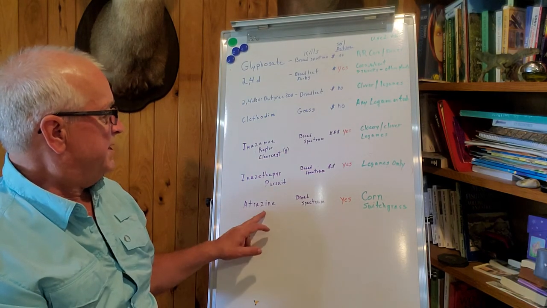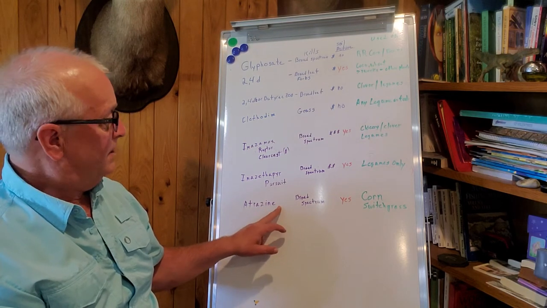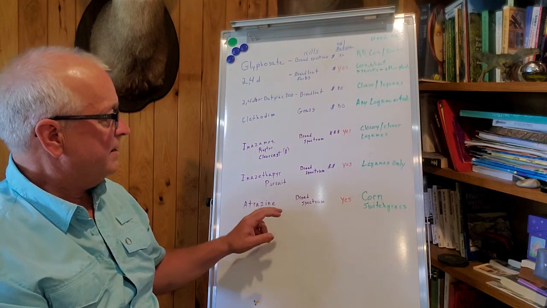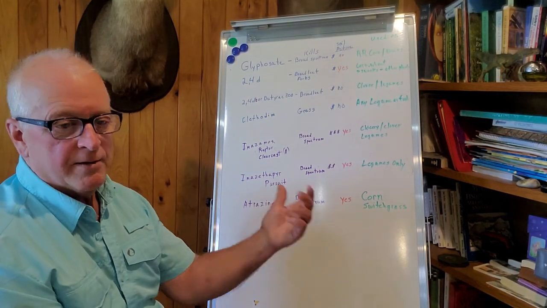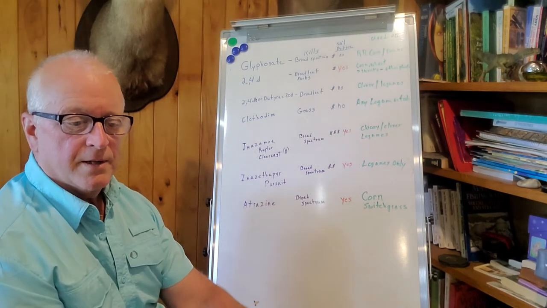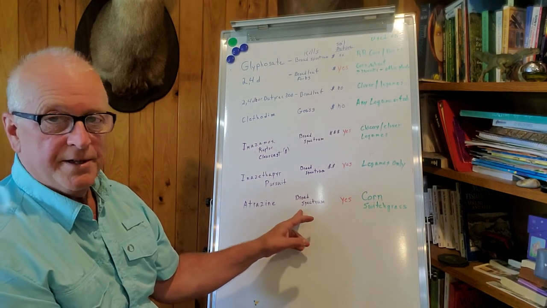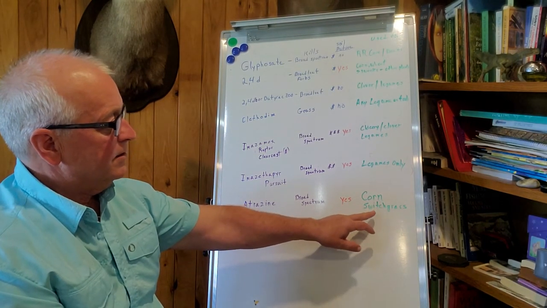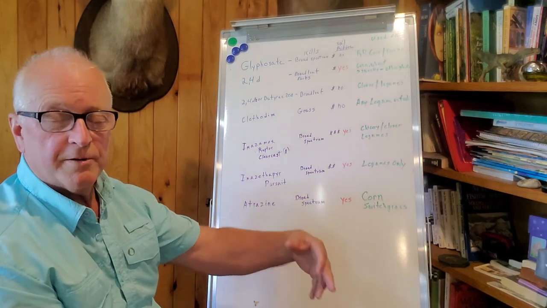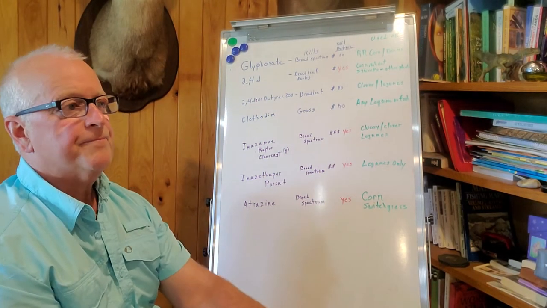So atrazine is widely used by farmers. It's a pretty nasty herbicide, has a lot of soil life. If you use it, you can't really plant anything but resistant species for at least a year. It has soil activity, and it's good for corn and switchgrass. So if you're putting in corn, atrazine is fine. It won't hurt your corn.